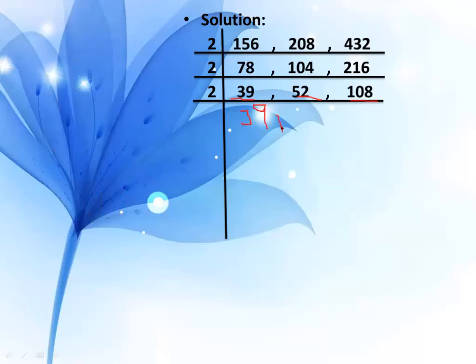Now divide 52 by 2. So 2 into 4 will become 2 and 1, so 2 into 6 will become 12. Now here you have 108. So 2 into 5 will become 10, and 2 into 4 will become 8.